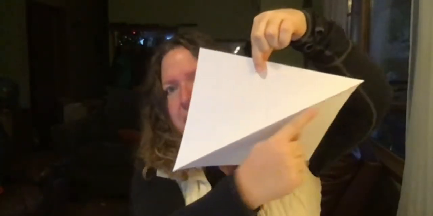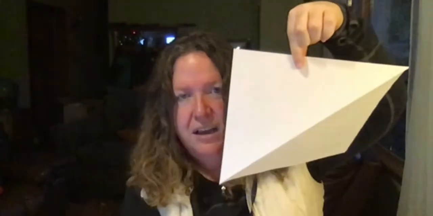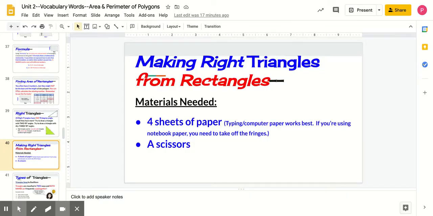Open. See how the fold goes straight from the top left to the bottom right? That's what you're trying to do. You're trying to fold it in, we call that diagonal.